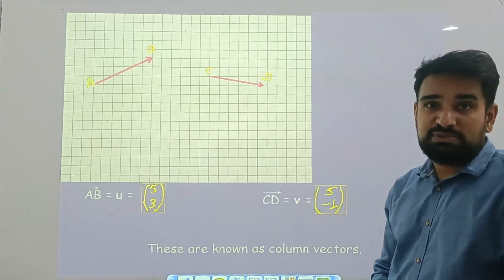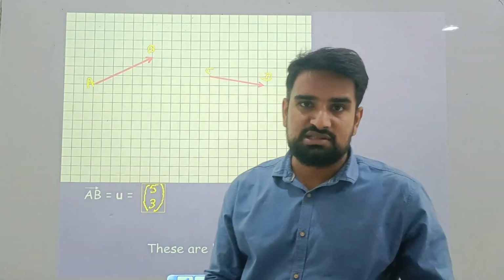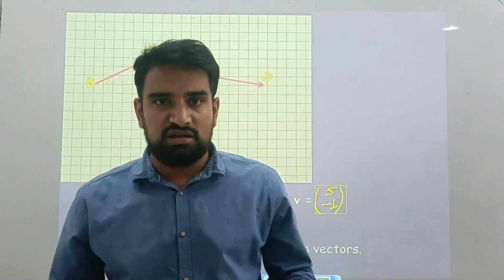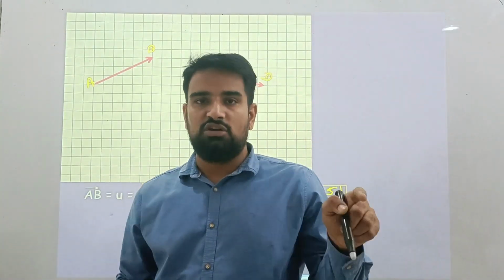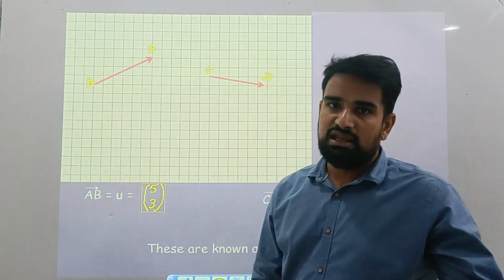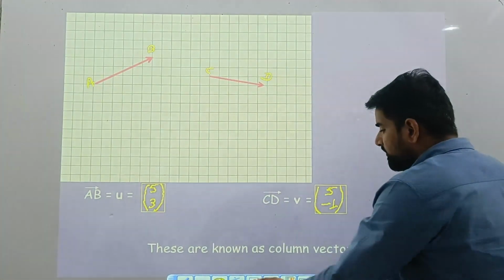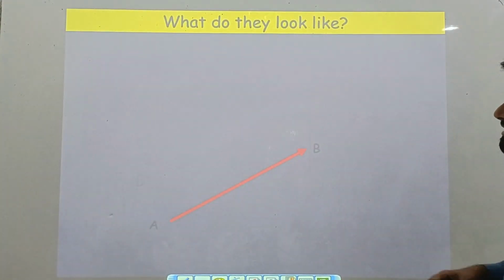So it became quite simple to let you know the concept of the column representation of any vector. Column representation is not a big deal. You just need to represent any graphical vector on a graph paper and count the number of boxes on the horizontal scale, and then count the number of boxes on the vertical scale, and bingo. Let's move ahead. What do they look like?